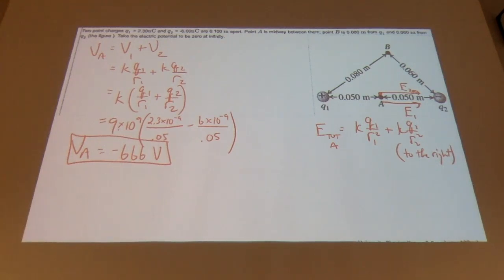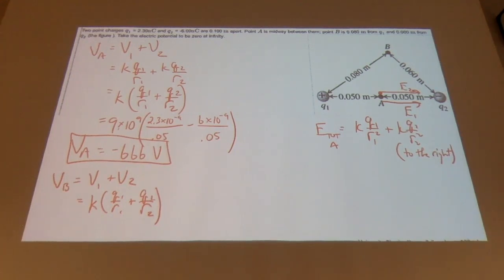Okay, what about the electric potential and electric field at point B? Well, that's not terribly bad either. It's just going to be V1 plus V2. So once again, this works out to be K times Q1 over R1 plus Q2 over R2.